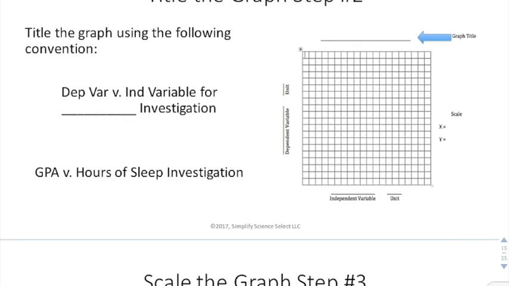Next, you need to title the graph. And I know this seems silly, but most people forget to title the graph, and there's a very specific way to title a graph. It should be the dependent variable versus the independent variable. So it should be something like GPA versus hours of sleep for a sleep investigation, or something like that. Next, you have to scale the graph.